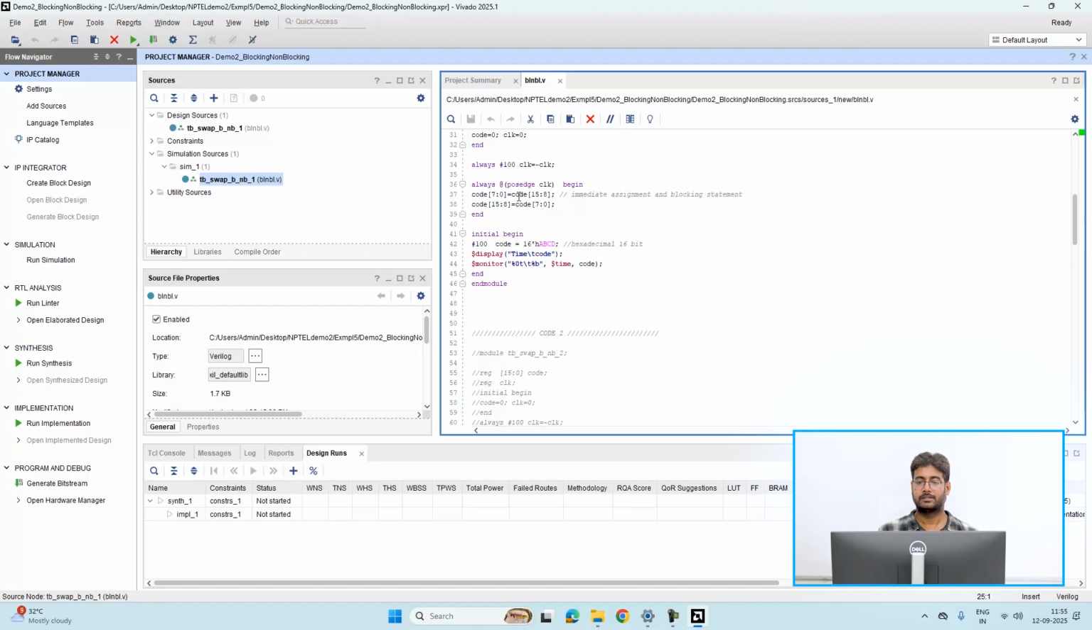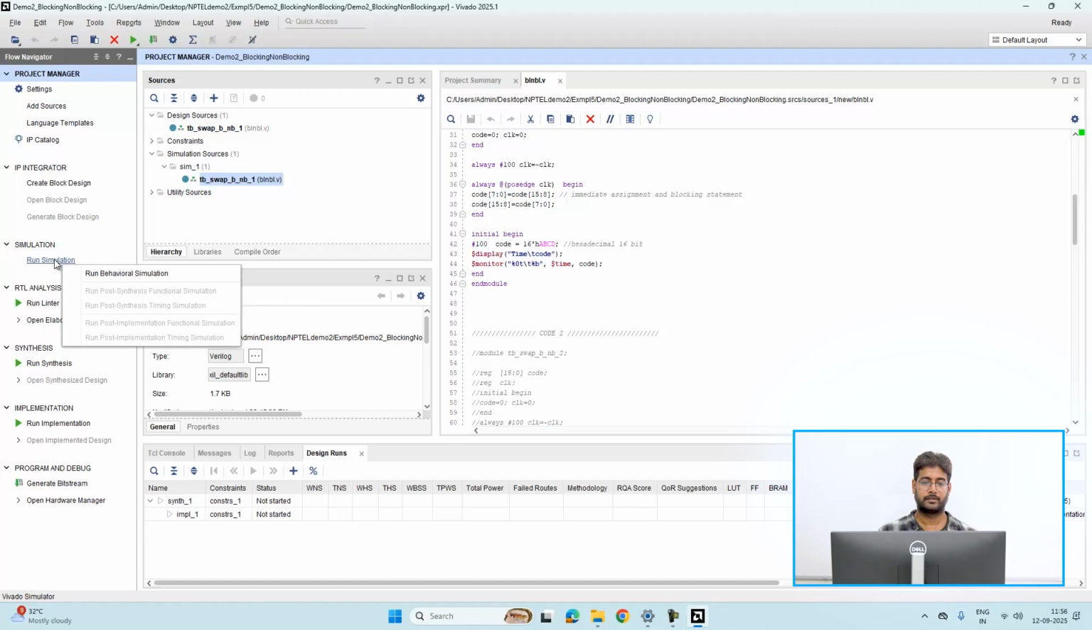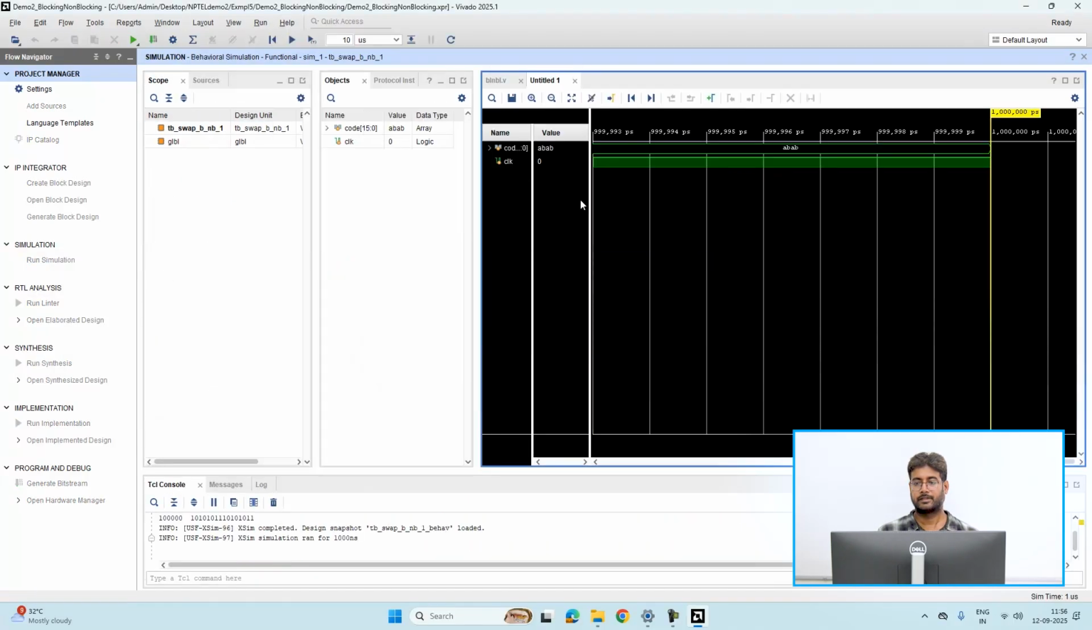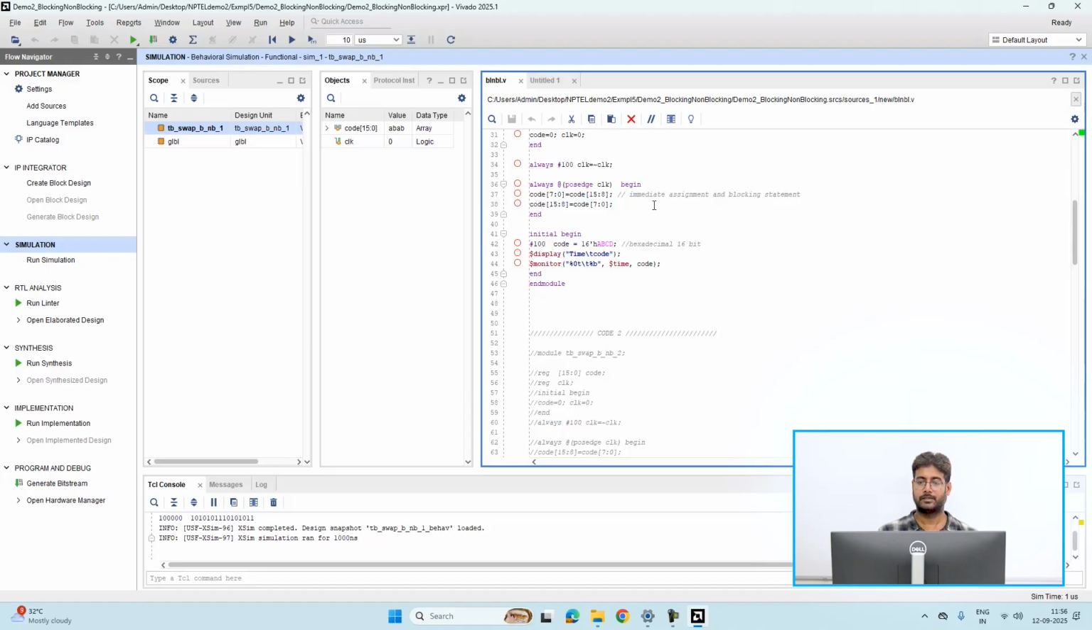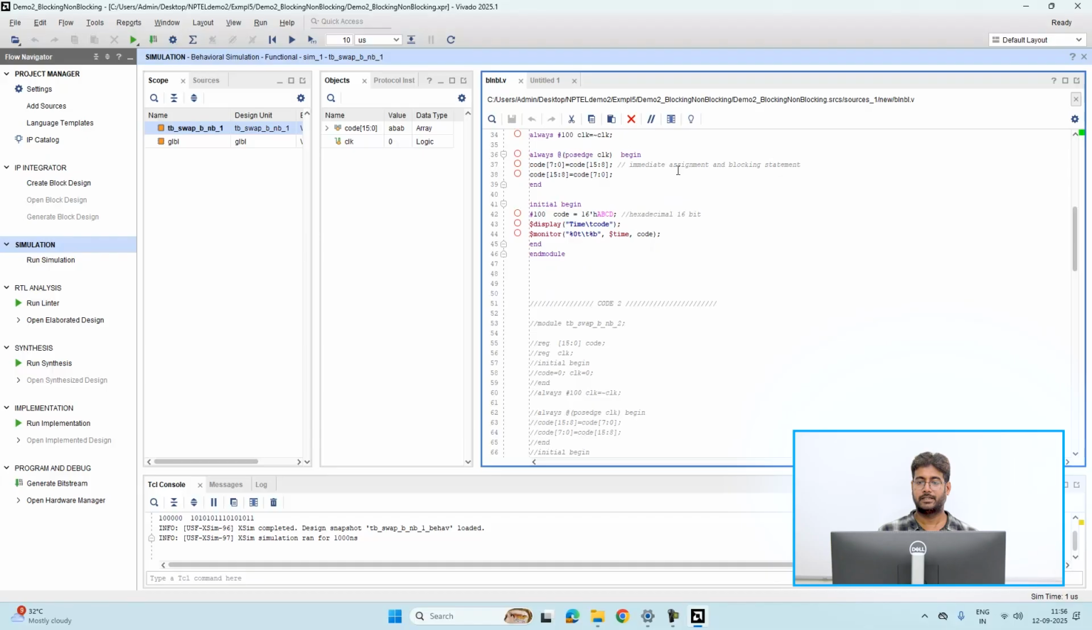And this is using the blocking statement. So basically, code 0 to 7 now contains AB, and code 8 to 15 is still intact. It is AB only. Then in the next immediate assignment and blocking statement, code 15 to 8, which was AB, is assigned code 0 to 7, which again is AB. So the output should be AB, that we will check through simulation. AB. That is, we couldn't swap the bits using this immediate assignment or blocking statement.